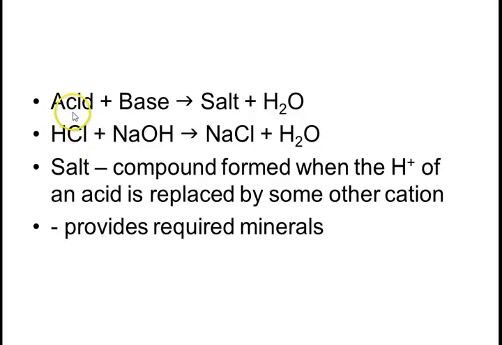Another thing we see is that if we combine an acid plus a base, they neutralize each other. We get a salt plus water. So here's hydrochloric acid, sodium hydroxide. It forms table salt, sodium chloride plus water. And a salt is a compound formed when the hydrogen ion of an acid is replaced by some other cation. So here's the hydrogen ion of an acid, and we replace that with this cation right here of sodium, and that forms this salt of table salt. And these salts provide the minerals that we require.